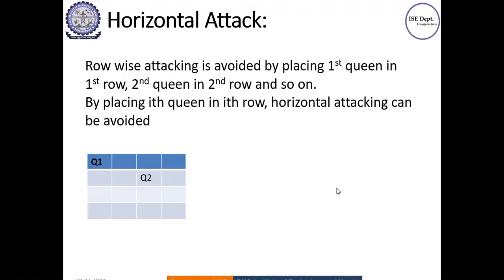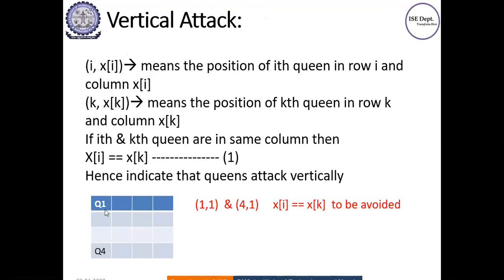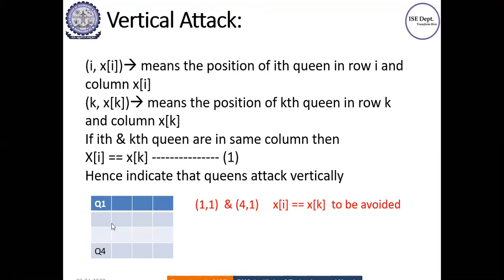The next one is vertical attack. Vertical attack is nothing but column wise attack. How will you avoid a column wise attack? Just by avoiding placing the queens in the same column. So this is an example, if you see here. This can be generalized. How will you generalize it?